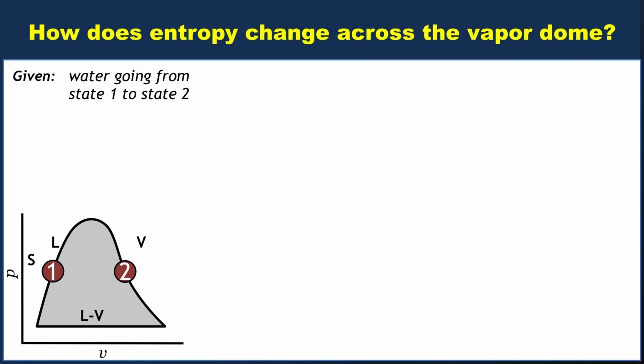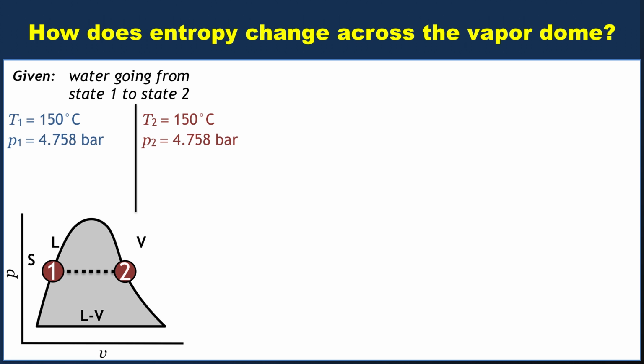Remember, if you go horizontally across the vapor dome, it's at fixed pressure and temperature, right? So the idea is that we start over here where the star is, move directly across to state 2. We want to know how much the specific entropy of the water changes when that happens. So we're given that the temperature is 150 degrees Celsius. That has to be true in both states, right? And the pressure corresponding to that temperature, if you look it up in the back of the book, is 4.758 bar. That has to be true also in state 2.